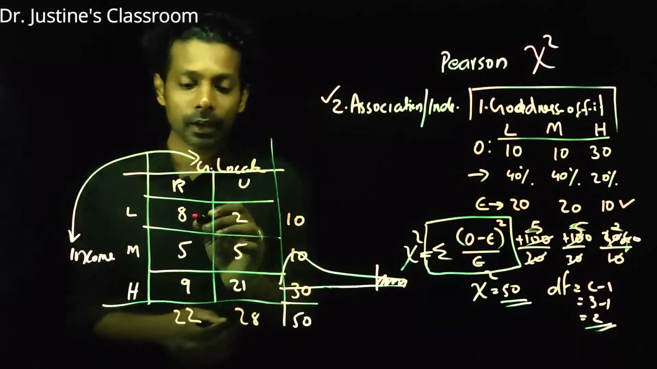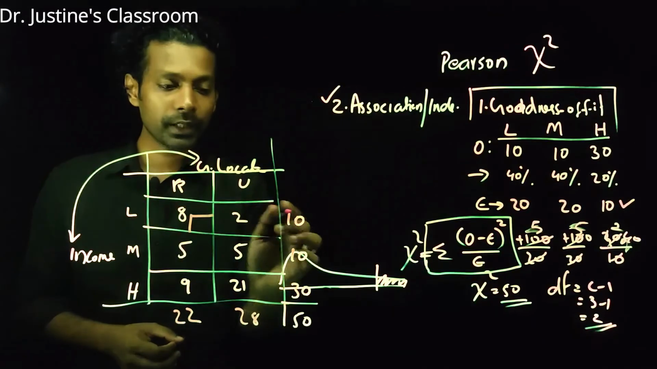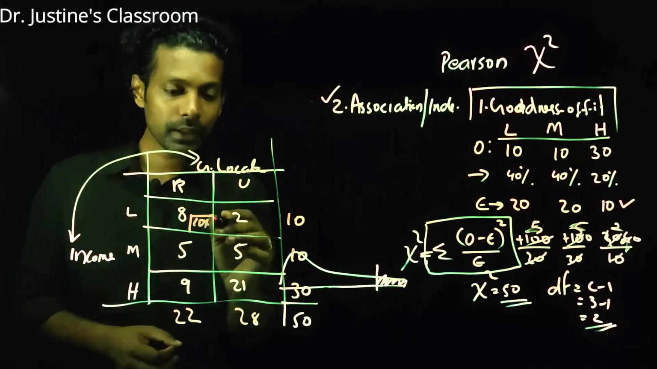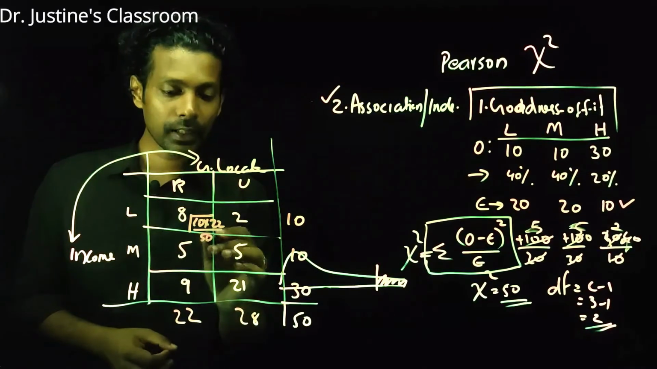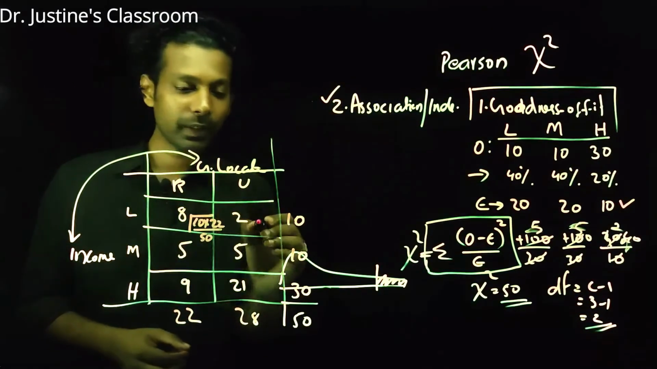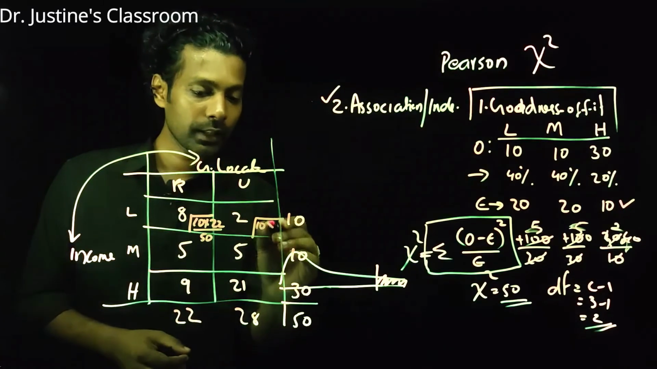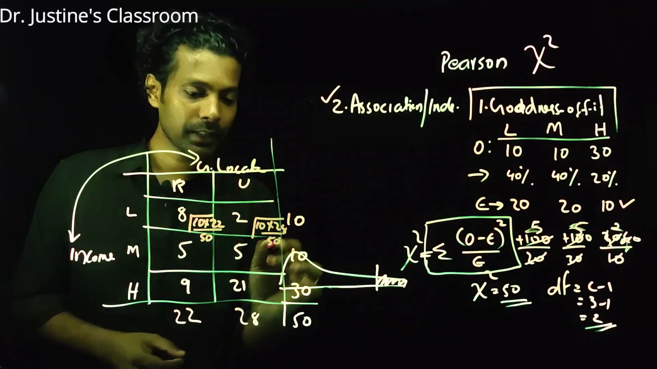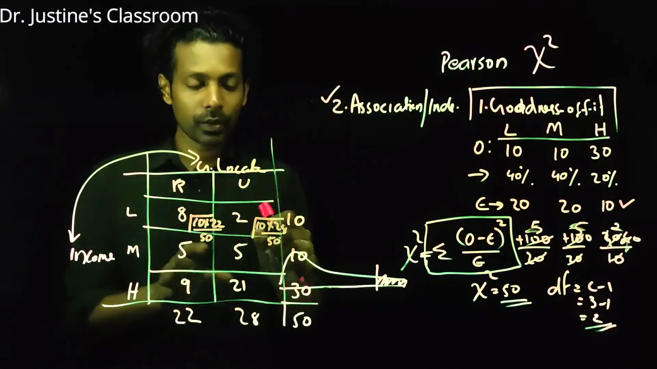Okay, now to calculate the expectation here, you need to think about the total score. This side 10 into this value 22 divided by total score 50. Now this is expected frequency 1. Now what would be expected frequency 2? 10 into 28 divided by 50. That means column total into row total divided by 50. So that score will be the expectation.